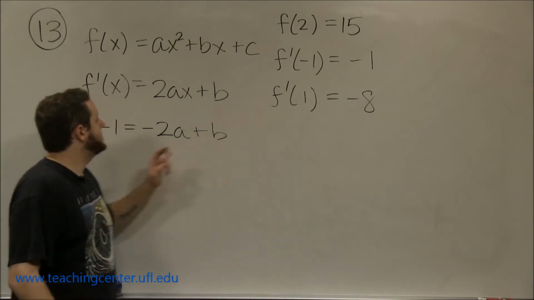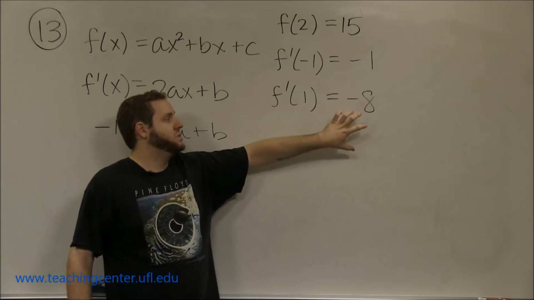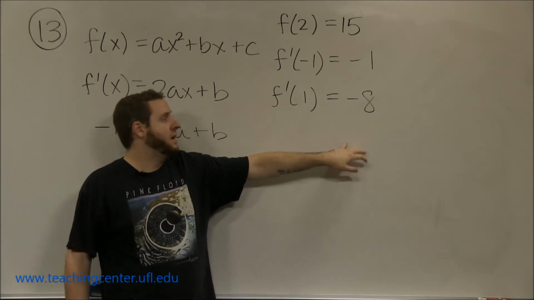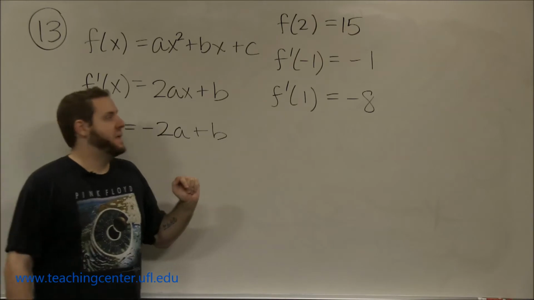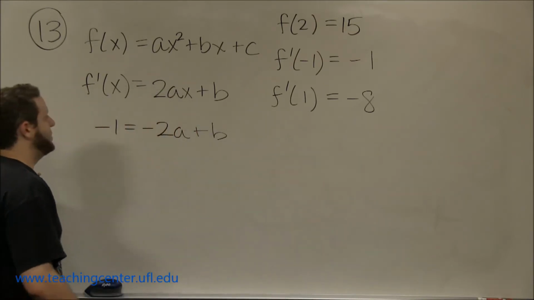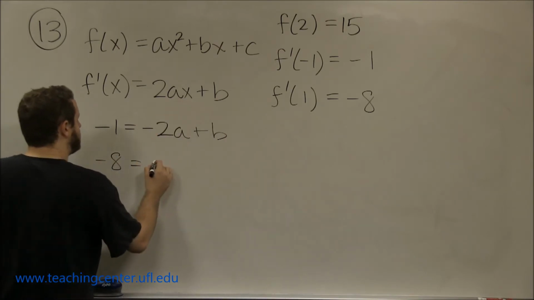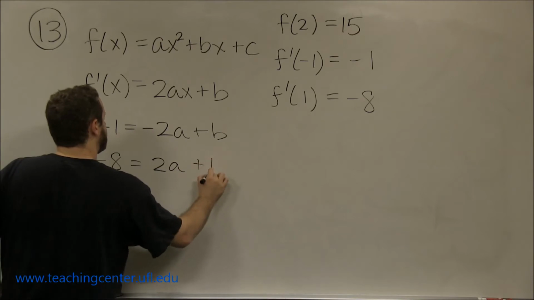If we plug in 1 to the derivative, we're supposed to get -8. Again, remember, that's because we were told the slopes of the tangent lines at certain values of x, and that always means the derivative is the slope of the tangent line. So if we plug in 1 for x, we have to equal -8. Plugging in 1 for x would give us just 2a plus b.